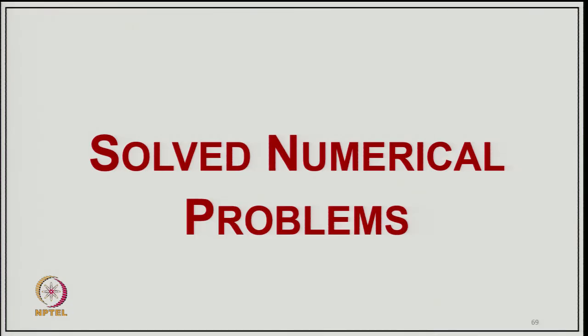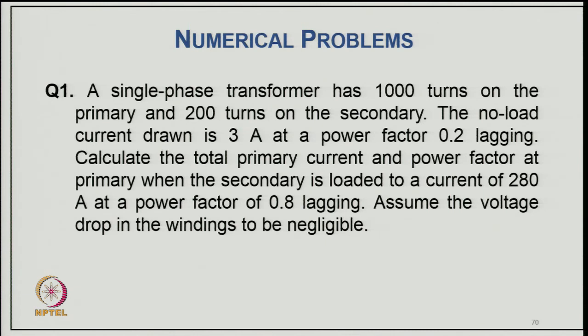Now, coming to some of the solved numerical problems. Starting with the first problem: a single phase transformer has 1000 turns on the primary and 200 turns on the secondary. The no load current is 3 ampere at a power factor of 0.2 lagging. Calculate the total primary current and power factor at the primary when the secondary is loaded to a current of 280 ampere at a power factor of 0.8 lagging. Assume the voltage drop in the winding to be negligible.